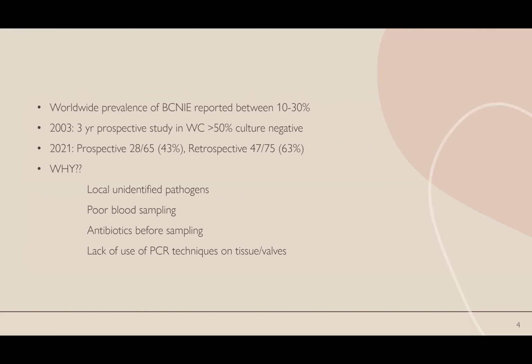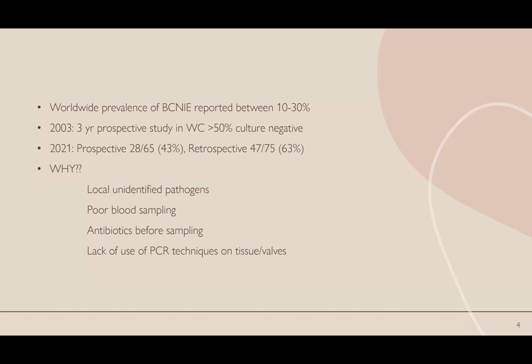In terms of the worldwide prevalence of blood culture negative endocarditis, it's shown to be anywhere between 10 and 30%. Again, that prospective study from Cape Town in 2003 showed quite a high proportion of culture negative endocarditis, more than 50% in that cohort. And then another more recent study, which we will discuss in more detail a little later, where there were 2 arms, a prospective and a retrospective arm, again showing quite high incidences of culture negative endocarditis, 43 and 63% respectively. So why is this?